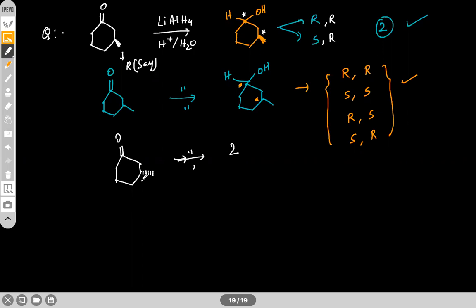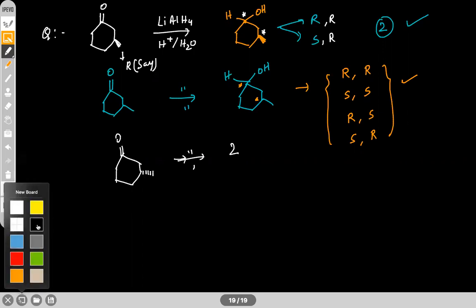Next one you see: derivative of acid. Acid and its derivative. We are now looking at the reaction of LiAlH4.